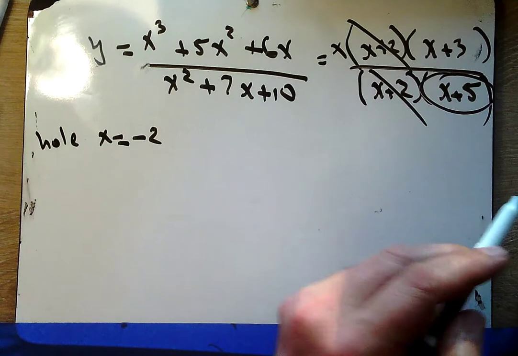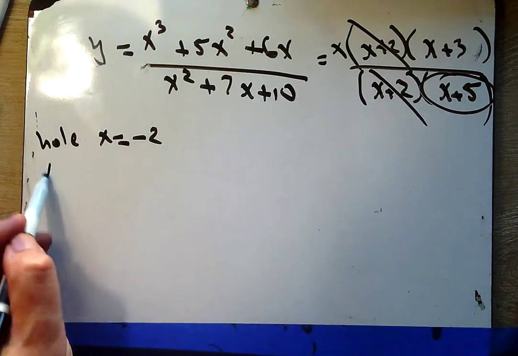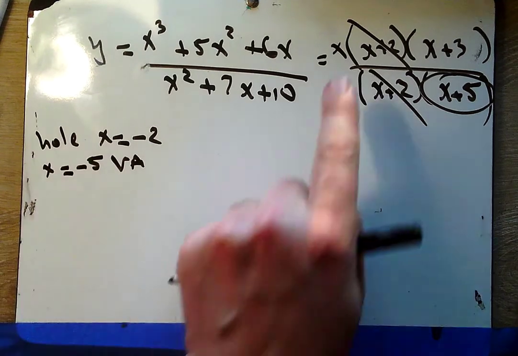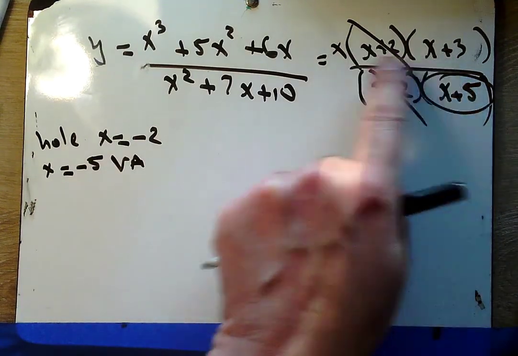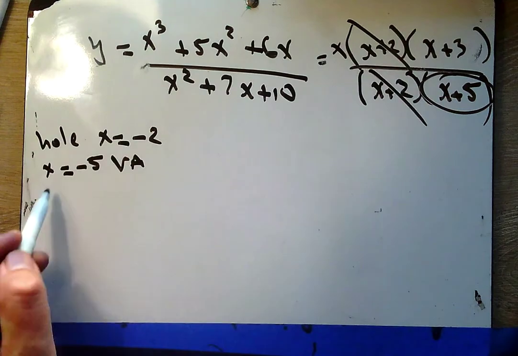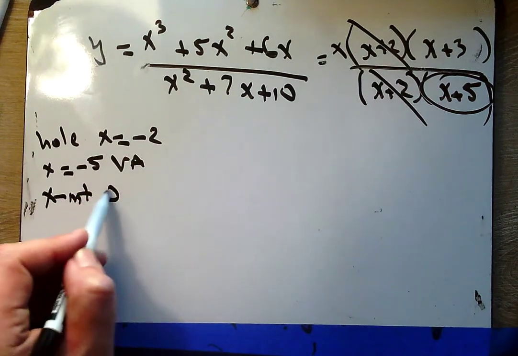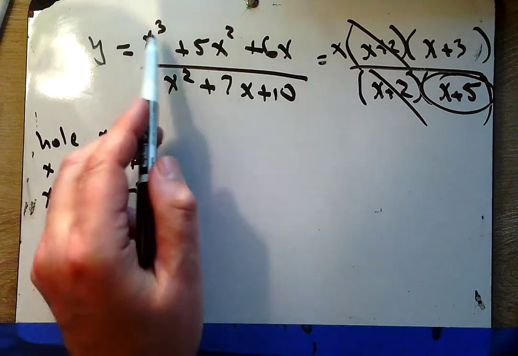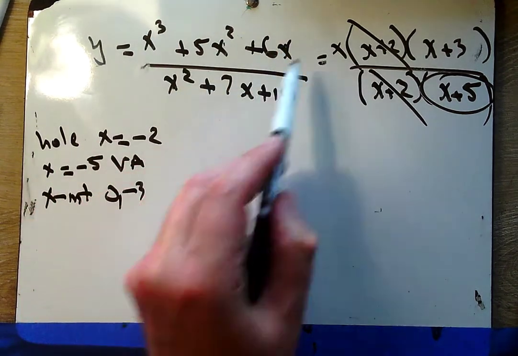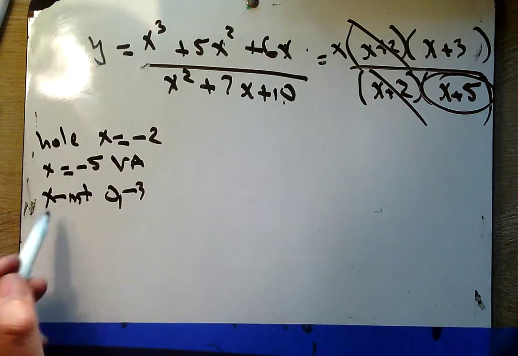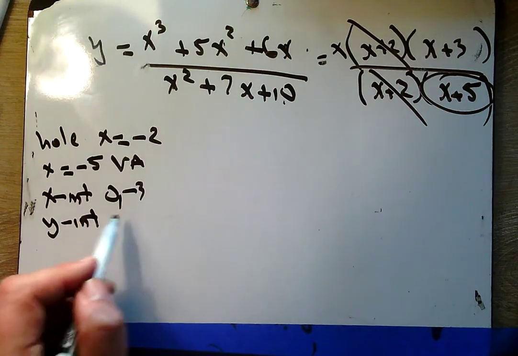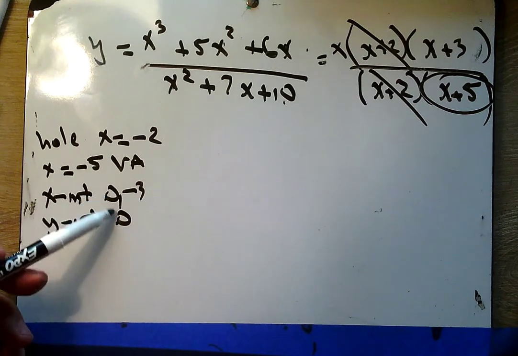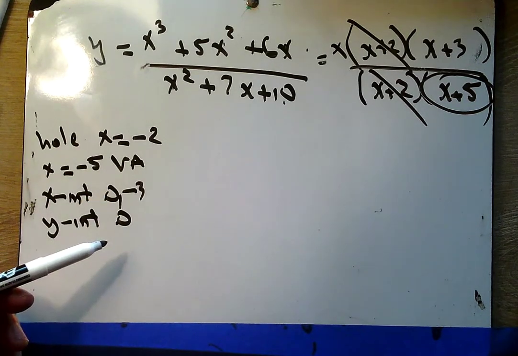I set my denominator equal to 0. I get x equals -5 for a vertical asymptote. I set the numerator equal to 0, each of these factors, and I get x-intercepts at 0 and -3. Y-intercept, well, if I plug in a 0 for all the x's, I'm left with 0 over 10, a y-intercept of 0. Since the x-intercept and the y-intercept are both 0, it means I'm passing through the origin.